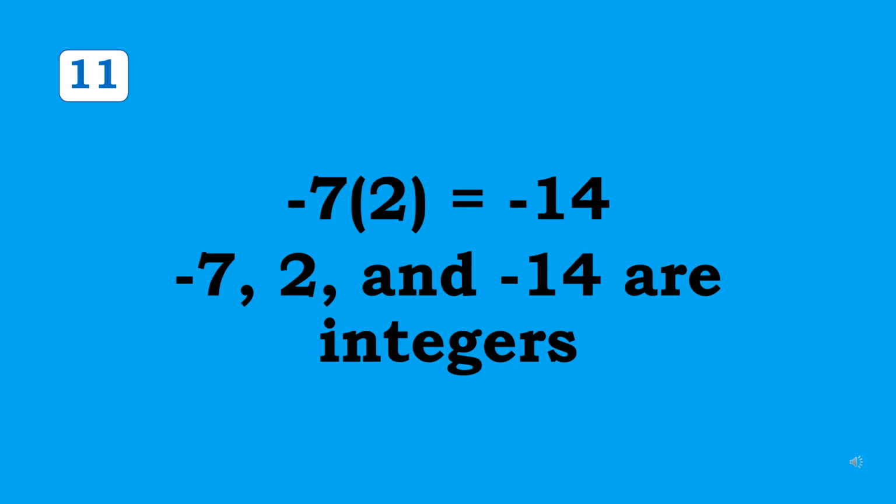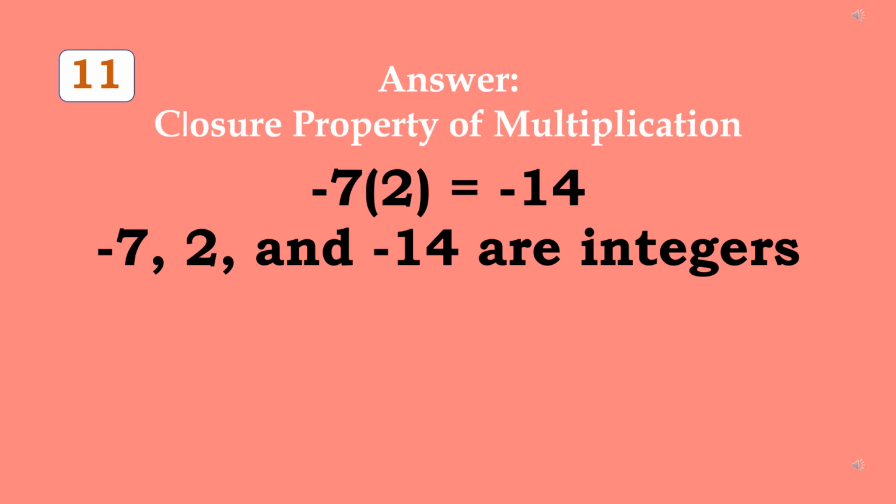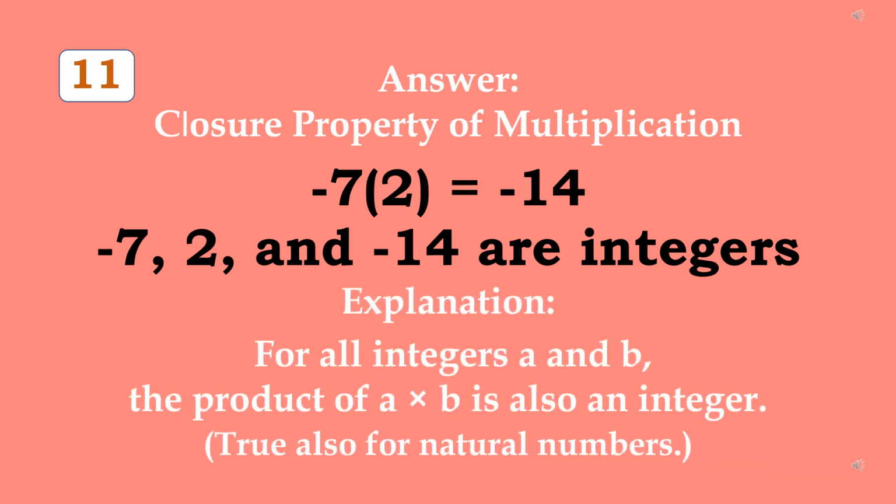The next property says negative 7 times 2 equals negative 14, where negative 7, 2, and negative 14 are integers. What property is this? The answer is the closure property of multiplication. For all integers a and b, the product of a times b is also an integer. The same thing is true for natural numbers.